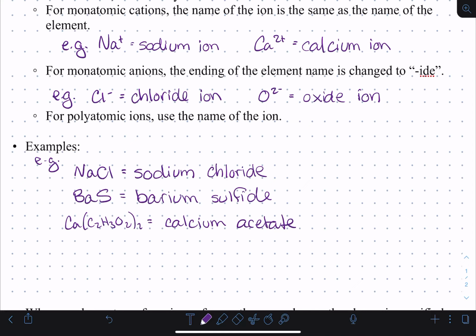I'm going to give you two more examples to pause the video and try on your own. So why don't you do KF and Sr(NO3)2. Pause the video here and try to name these two compounds based on what we just talked about.